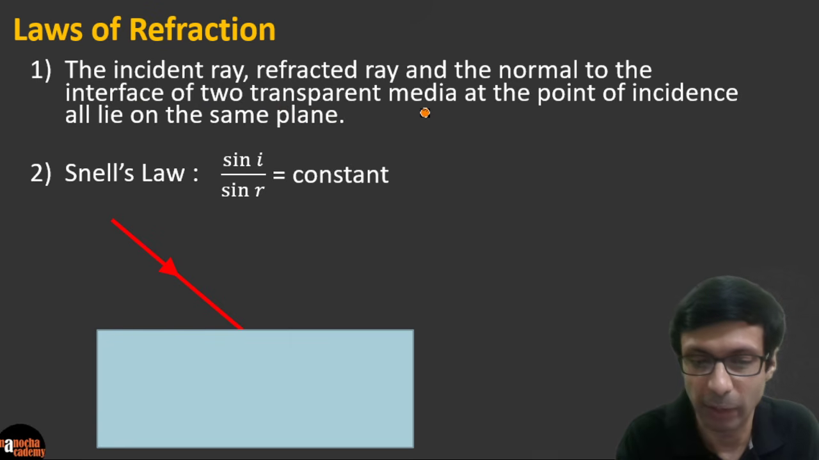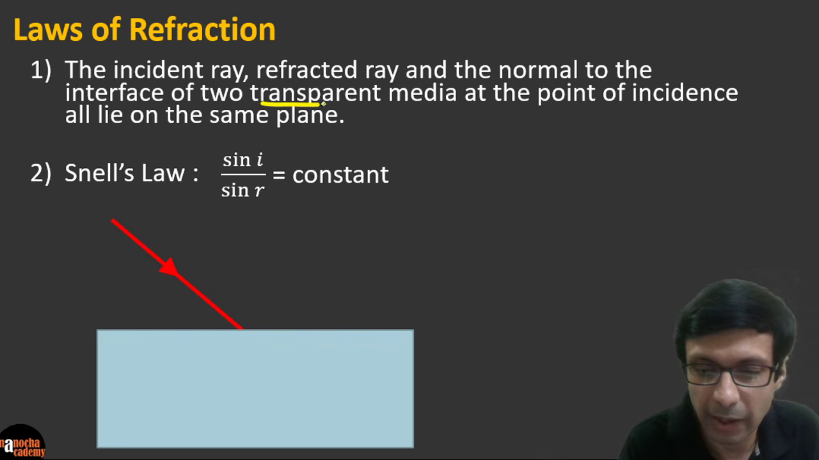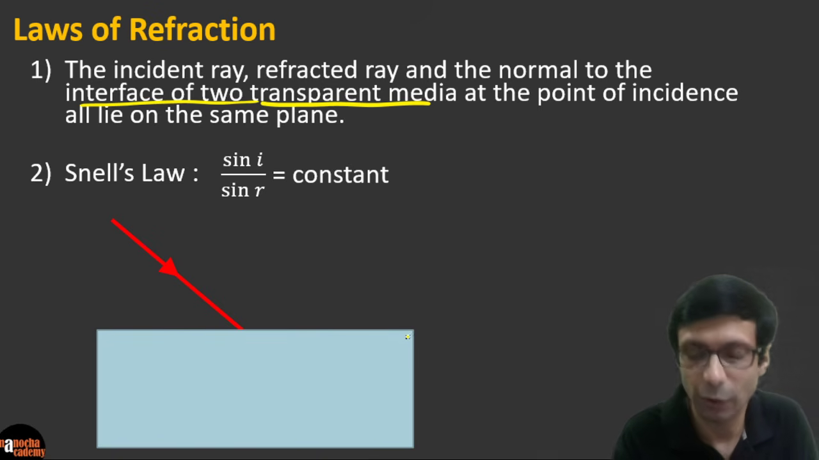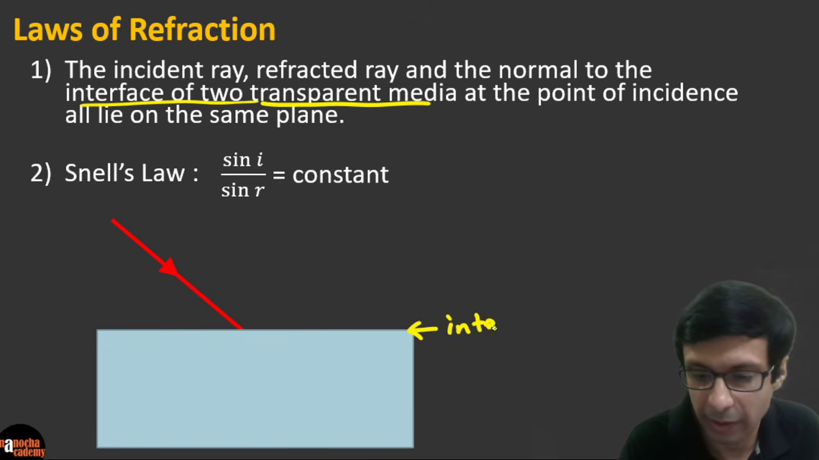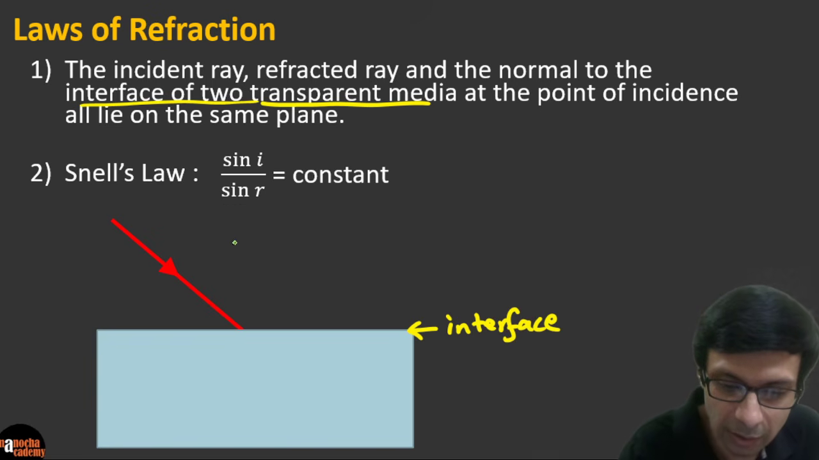What does that mean? Here we are talking about the interface of the two transparent media. Let me explain this sentence. Interface means the line of separation. This line over here is called the interface. When we say we are drawing the normal, it's a normal to this interface here.